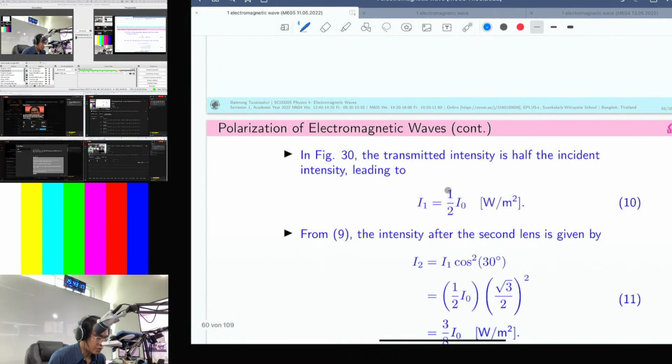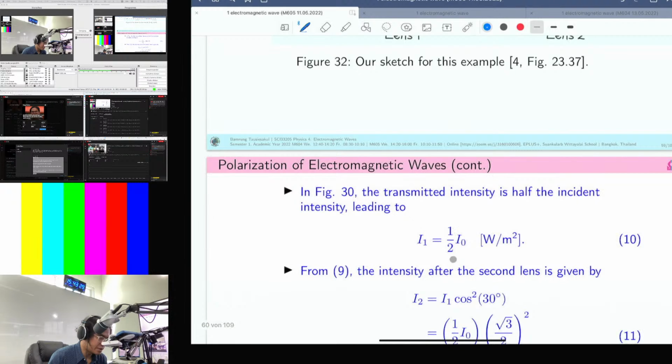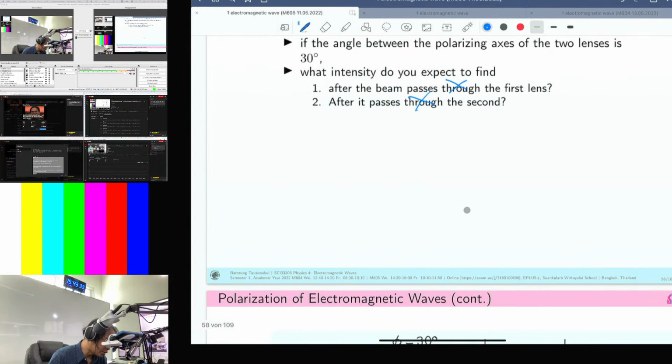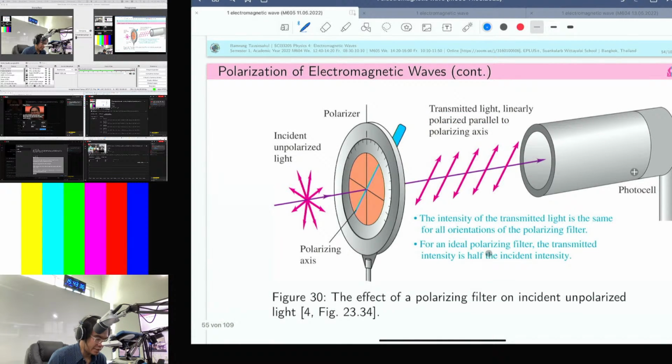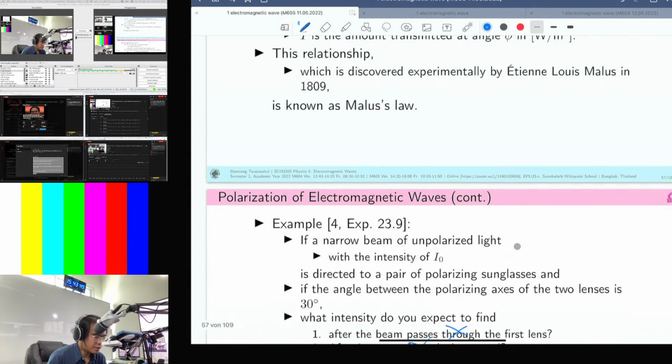So you can see that the first question is, what is the intensity or the irradiance after the first lens? We can simply deliver the answer. It's 1 by 2 I0, according to this sentence, the basic property of the polarizing filter: one half of the incident intensity. Okay, let's talk about the second question.